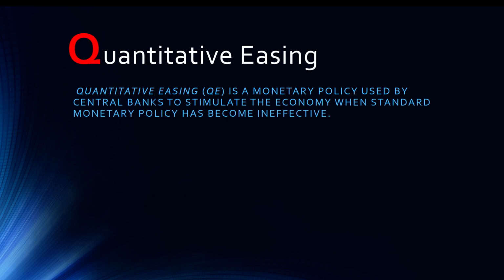Next letter is Q, for quantitative easing. Now this is short for QE. It's a monetary policy used by central banks to stimulate the economy when standard monetary policy has become ineffective. So basically, QE is central banks buying longer-term government bonds, and therefore they're lowering longer-term interest rates.